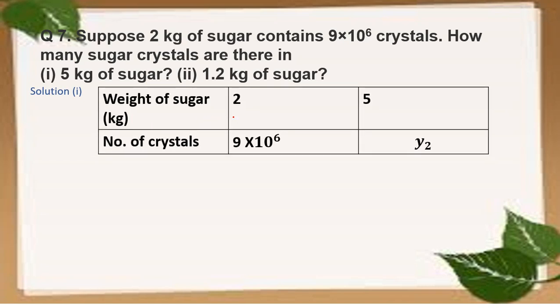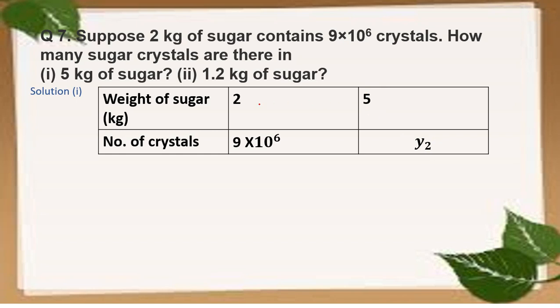So it will become like this. Weight of sugar is given as 2 kg, and the number of crystals present in 2 kg is 9 into 10 raised to the power 6. And we have to find out if the weight of sugar is 5 kg, how many crystals are there in this sugar?